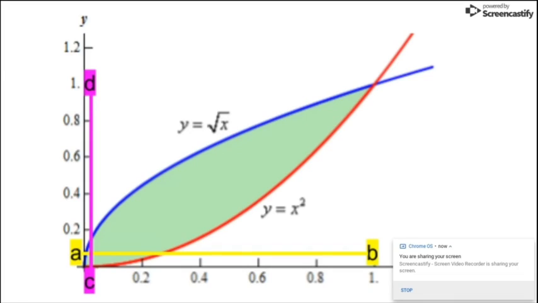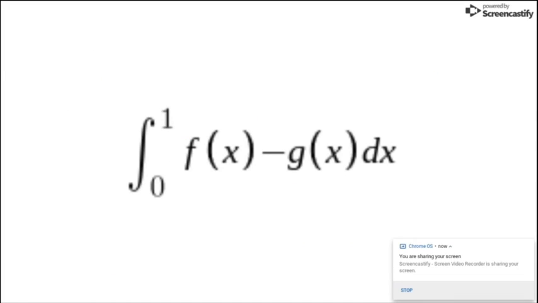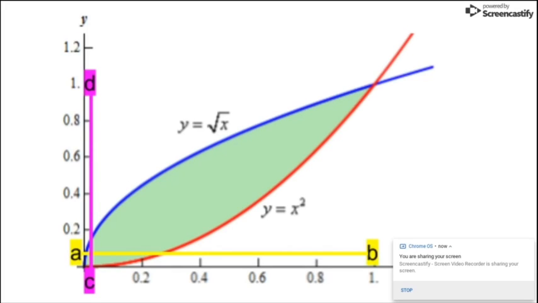Now, going back to our equation, we can write the integral from 0 to 1 of f of x minus g of x dx. Next, we have to finish our area equation by determining which function is f of x and which function is g of x. To do this, we must remember the phrase top minus bottom. However, this only works when we are using x bounds. In the case of y bounds, we go right minus left.